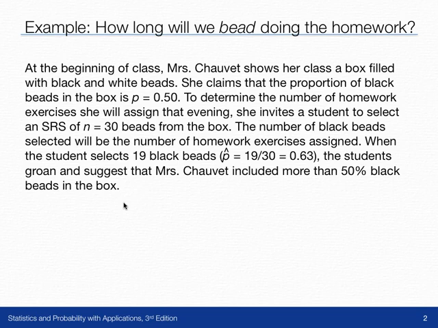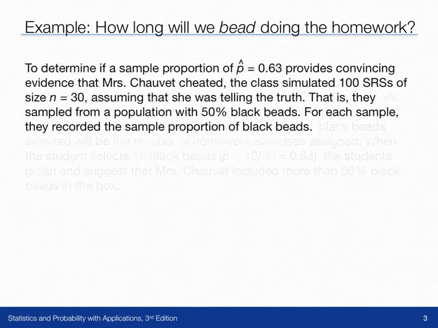The students are very upset at this, and they suggest, oh, Mrs. Chavez, your box contains more than 50% black beads, because 19 out of 30 is 63%. How could that have possibly arisen if the box really contained 50% black beads? So what we want to do in this problem is first determine whether it's possible or impossible that Mrs. Chavez's box of beads contains 50% black beads.